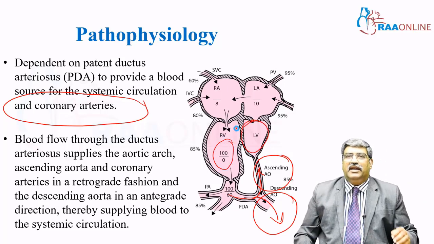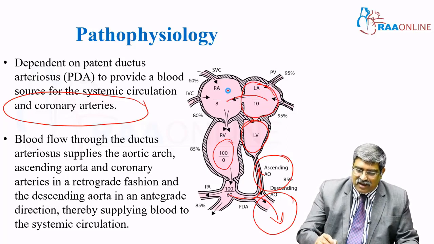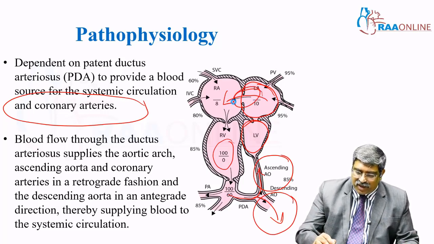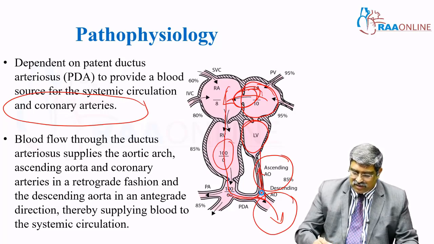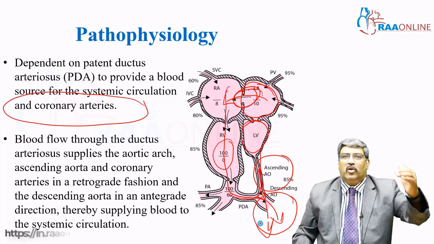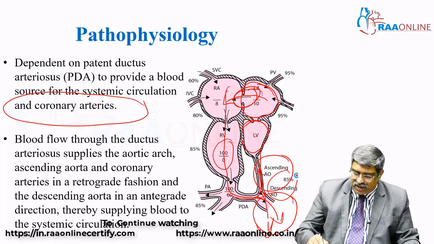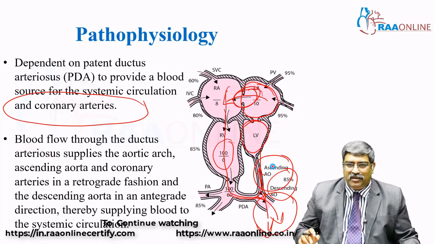There is underdevelopment of the left ventricle, but the left atrial pressure is high and there is a foramen ovale which is enlarged, and mixing of the blood happens here and it goes via the right ventricle and PDA to the systemic as well as coronary and cerebral circulation. The saturation in the PDA, due to mixing of the blood, will be around 85%.